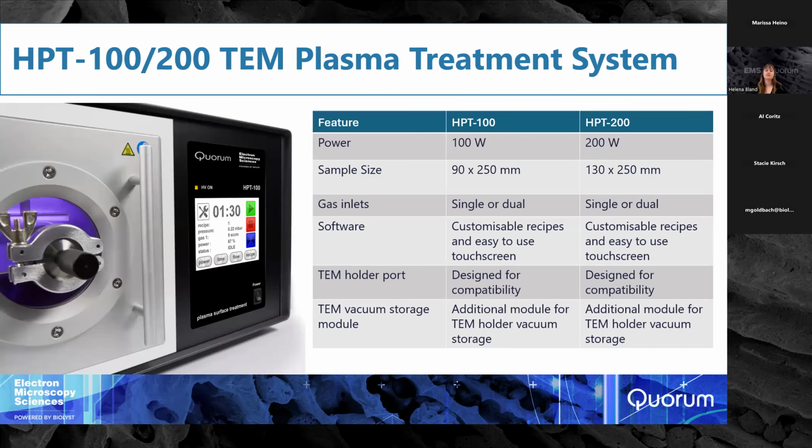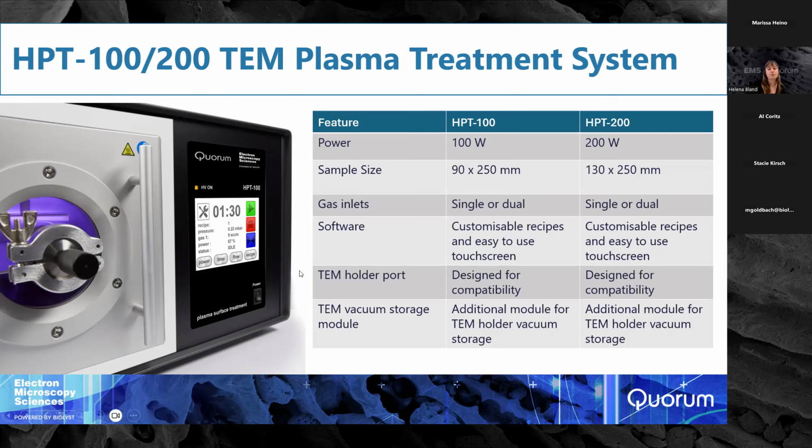Our other 2 systems are similar in that we have a 100-watt and a 200-watt version. And the main difference, as you probably saw in the image, is this additional feature here. This is our TEM holder port, which can be used to hold TEM grid holders. It can be designed for compatibility with all the major TEM grid holder manufacturers. So if you have a Hitachi, a JEOL, or a Thermo system, you can have it designed so that your TEM holder fits perfectly in your port. This means that you can use the system not only to prep SEM samples, but also to clean your TEM holders to make sure that they're very clean for when you're doing your imaging.